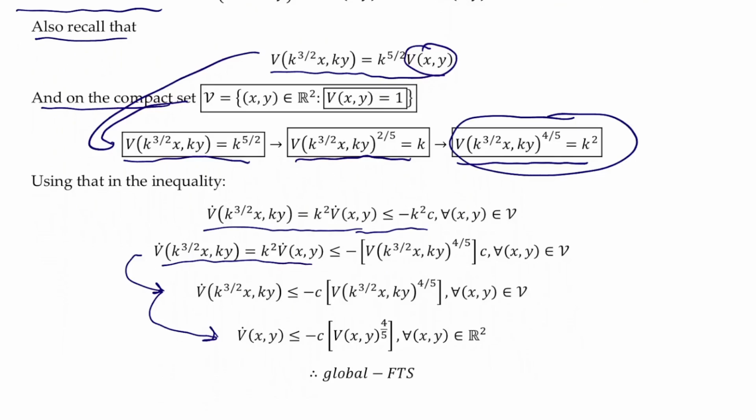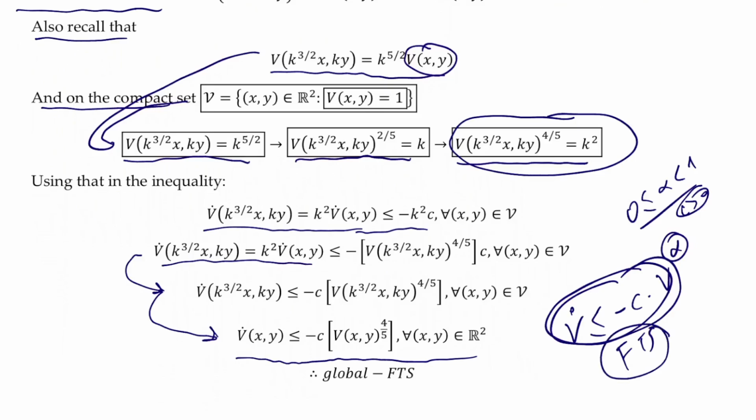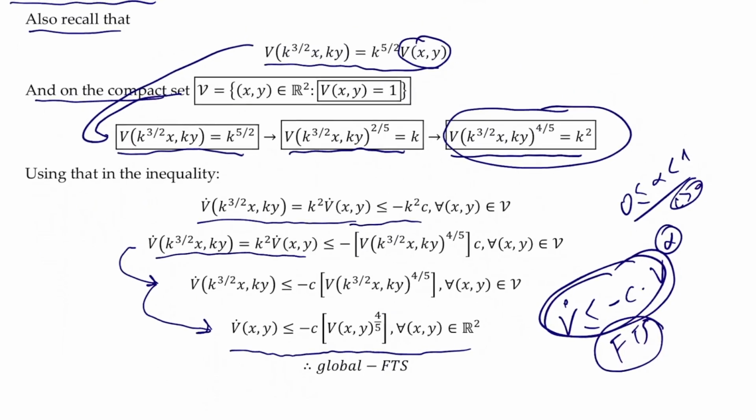I'm hoping that it is a step by step derivation of the final thing that we were trying to show. Since you can see that v dot is c times alpha, where c is positive and alpha is like that, this is the FTS inequality. If you can show that on top of v being positive and v dot being negative, you can immediately say that FTS is a trait of the closed-loop system.